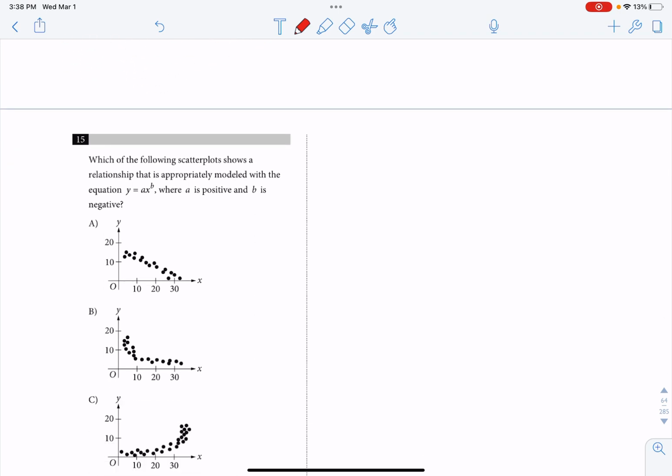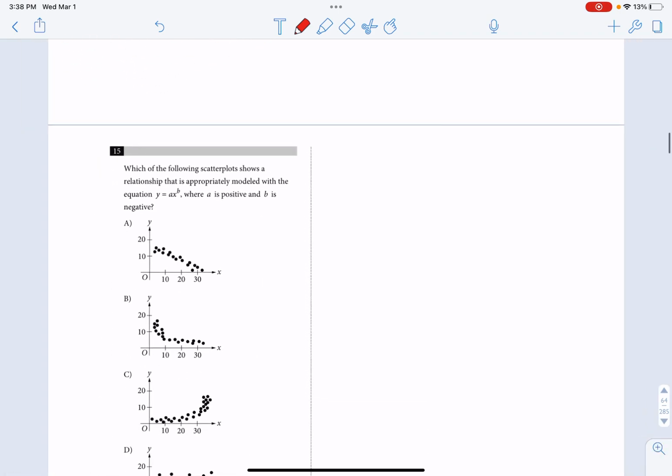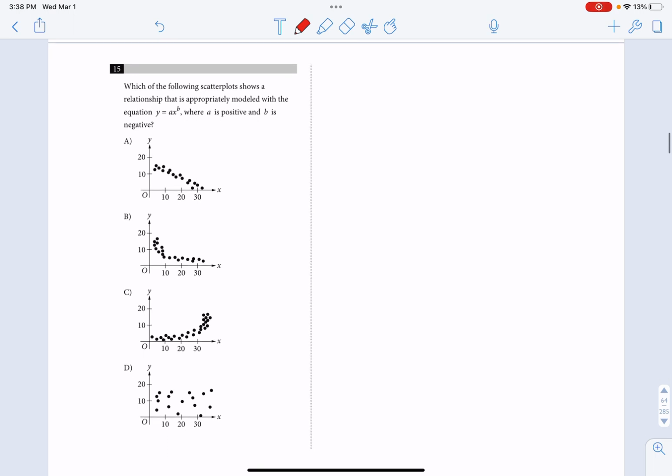Which of the following scatter plots shows a relationship that is approximately modeled with the equation y equals a x to the b power, where a is positive and b is negative? Since you don't have any clue what this graph looks like, what I will do is try to plug in any values that are described. A, they said positive, b, they said negative.